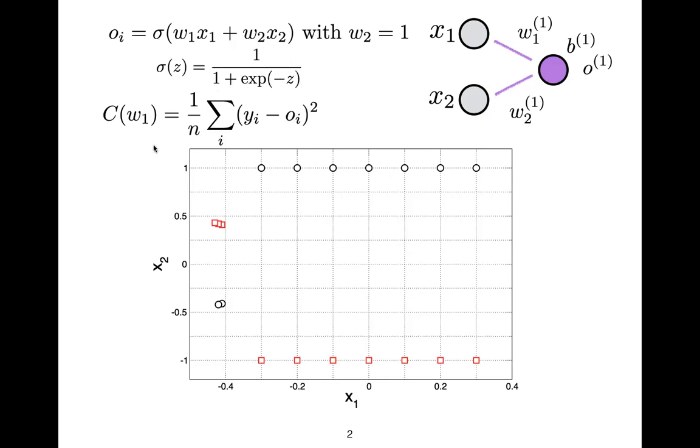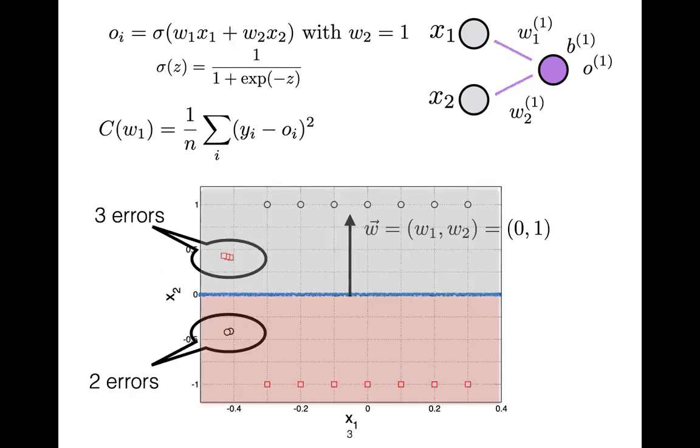And this is a cost function. Let's suppose these are the data, X1, X2. These are the data points, okay? We have black dots and red squares. Black dots belong to one class and red squares belong to the other class, okay? Y equals 0 or 1.